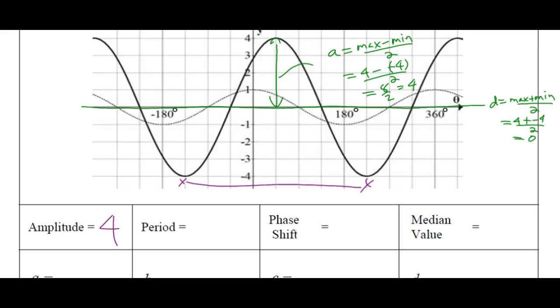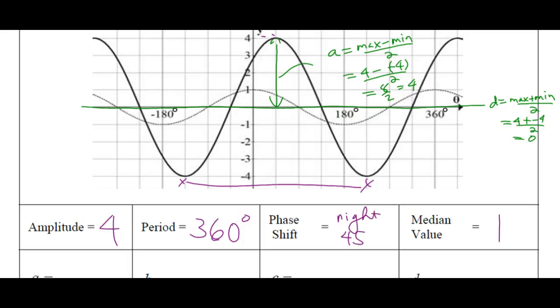So the amplitude is 4, the period is 360 degrees, and the median value is 1. What's the phase shift? Here's what you do for phase shift. On the y-axis, look for the closest maximum. There's the closest maximum, right? So that's right 45 degrees.